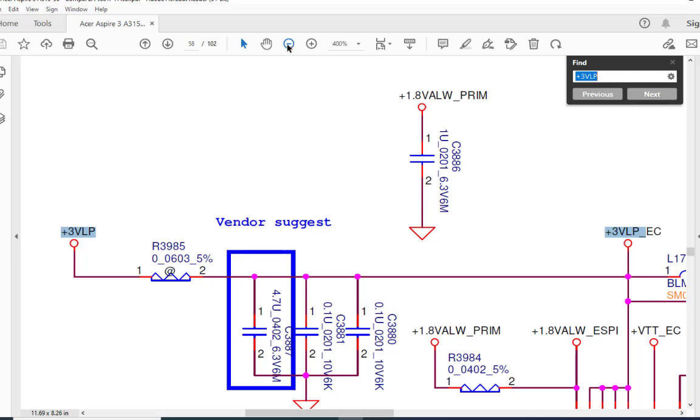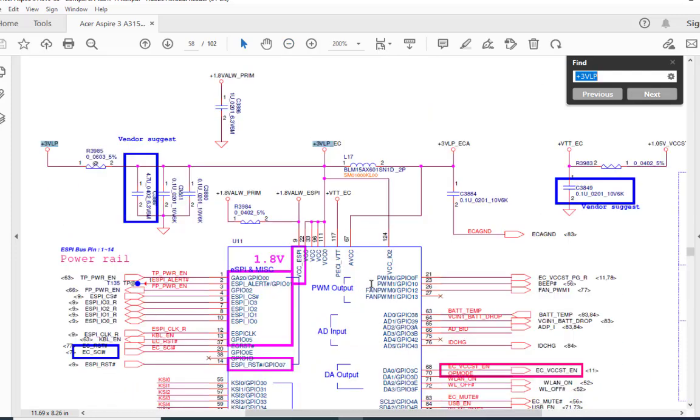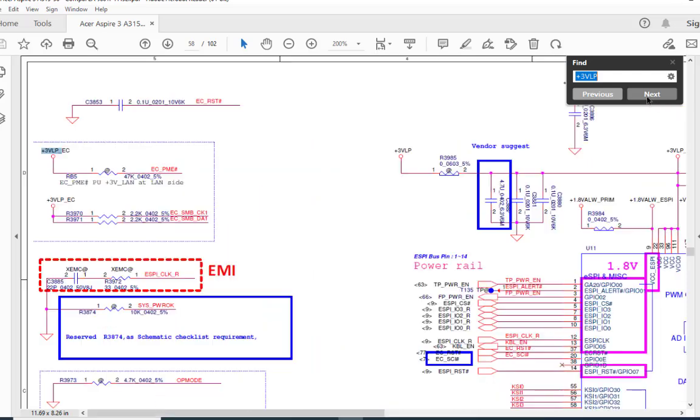See, here is my SIO. This 3VLP is going to the SIO pin numbers 111, 96, 33 and 22. So this 3 volt is going to the SIO. Now if I want to know where this voltage is coming from, then I have to click next, next, next.